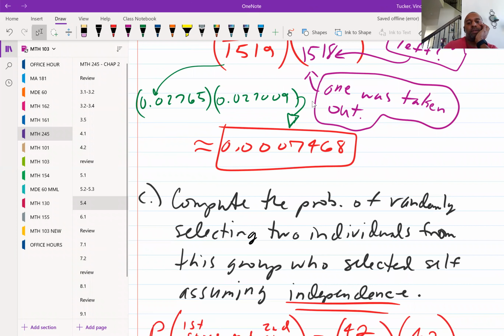All right, so last one, dealing with this problem, compute the probability of randomly selecting 2 individuals from this group who select itself, assuming independence. So the key word here is independence. And we'll talk about re-emphasizing that in a second. Just give you a chance to write.